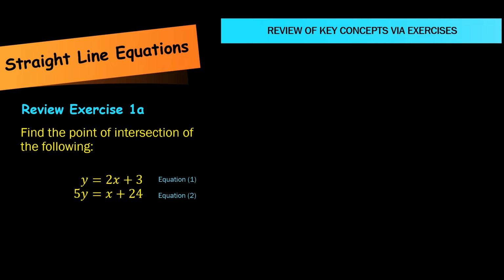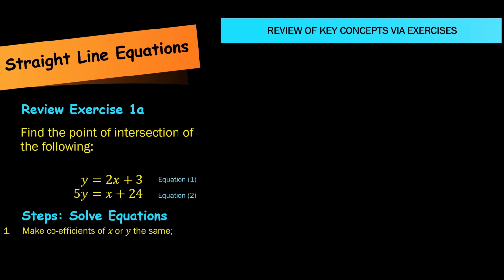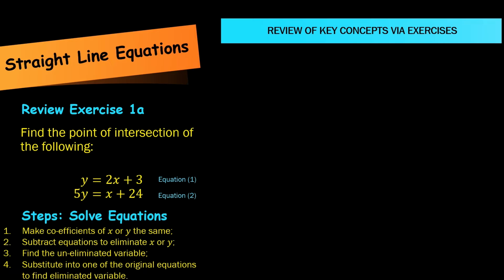Before we delve into this, let's take a look at the steps involved to solve equations. The first step is to make coefficients of x or y the same. Then subtract the equations to eliminate x or y. Next, find the uneliminated variable. And finally, substitute into one of the original equations to find the eliminated variable. So let's carry out the first step.